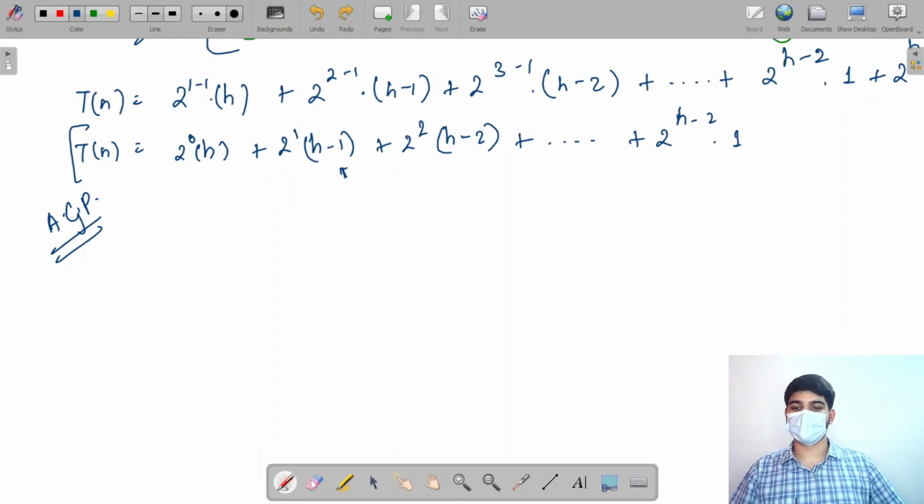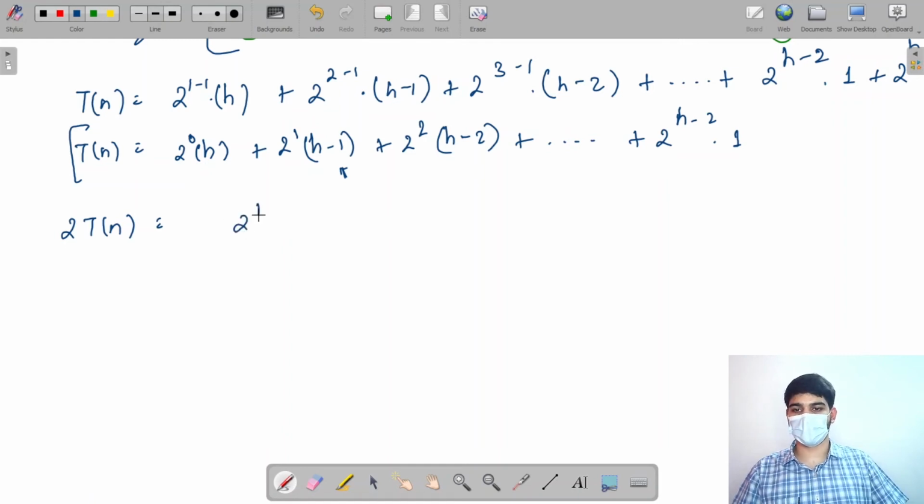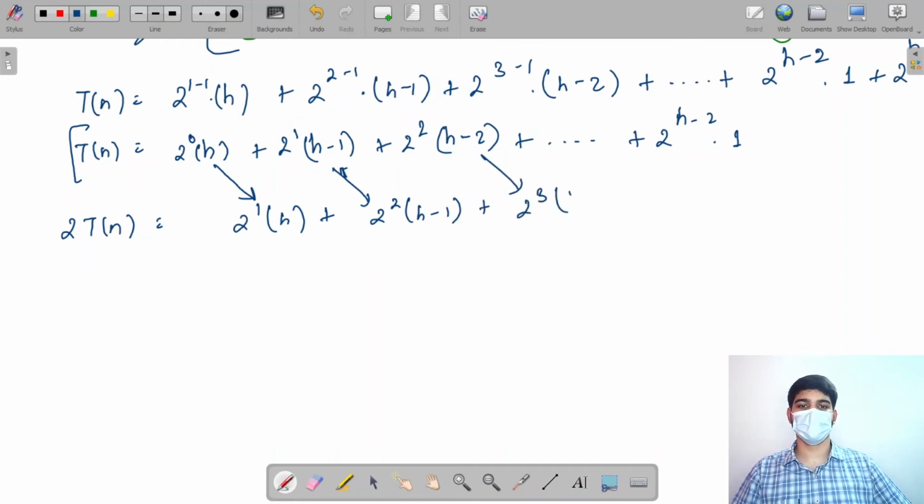For that, let's take double of this time complexity first, right? So that would give me what? We would have 2 raised to the power 1 of h. This is because if I multiply 2 with this, I would get 2 raised to the power 1 of h. Then if I multiply 2 with this, what I would get is 2 raised to the power 2 of h minus 1. Then if I multiply 2 with this, I would get 2 raised to the power 3 of h minus 2. And then if I keep on going, the last one would become 2 raised to the power h minus 1, right?